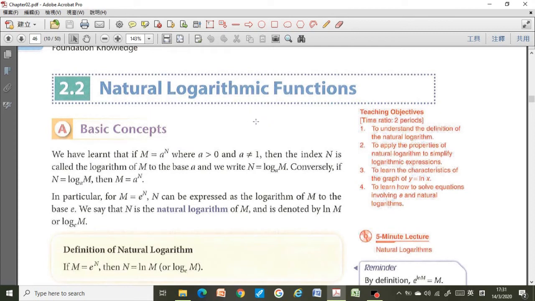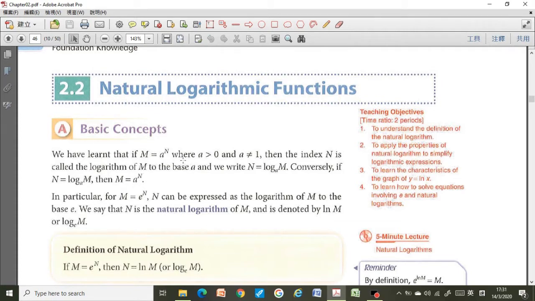Last time we discussed logarithmic functions. We defined that m is equal to a to the power n, where a is greater than 0 and a is not equal to 1. It's called the base. Then the n, the index here, can be written as the subject: n is the logarithm of m to the base a. On the other hand, if you are given n is equal to logarithm m base a, then you can write m is equal to a to the power n.